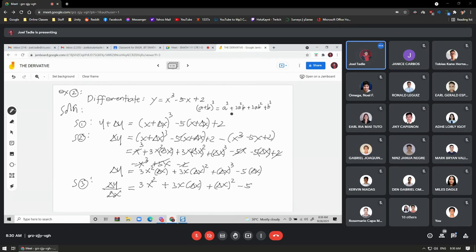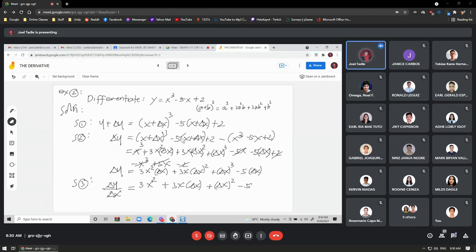So the a is in descending order, 3, 2, 1, and the b is in ascending order, 1, 2, 3. So this is the formula we use here for expanding the binomial. Then, for the second term, we distribute the negative 5.